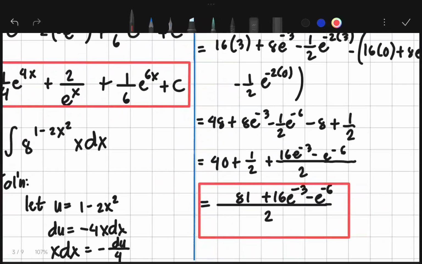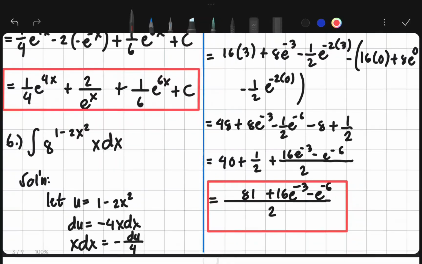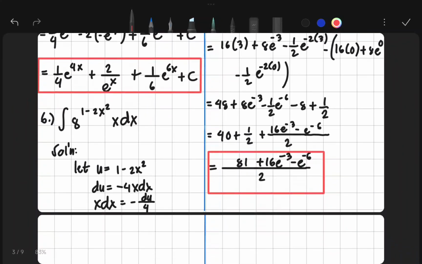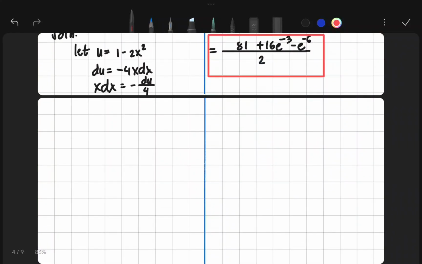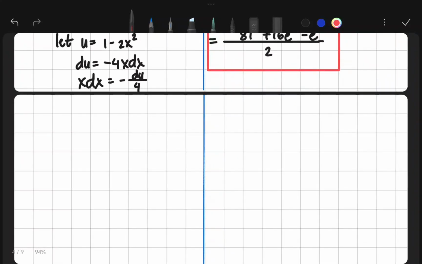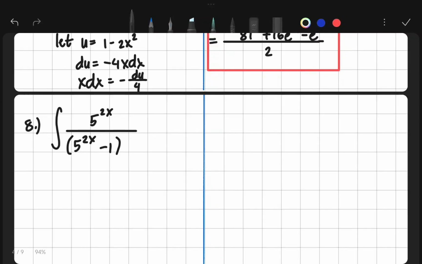You can try to check on the calculator if we have the same answer. Okay, for our last problem, we have number 8: the integral of 5 raised to 2x over 5 raised to 2x minus 1, raised to 3, dx.